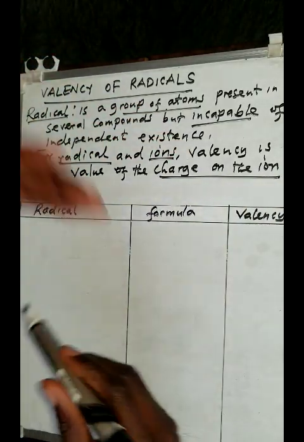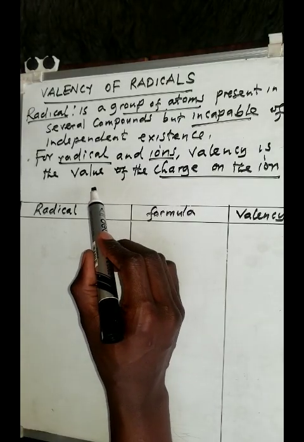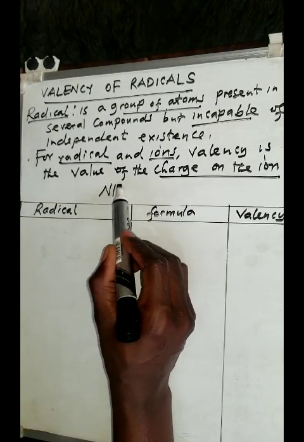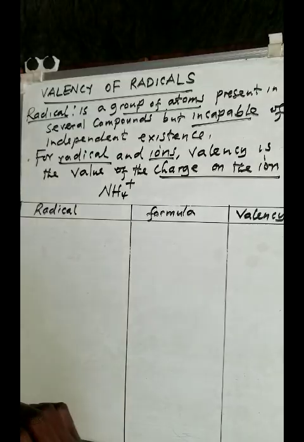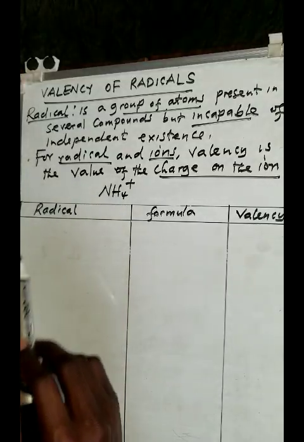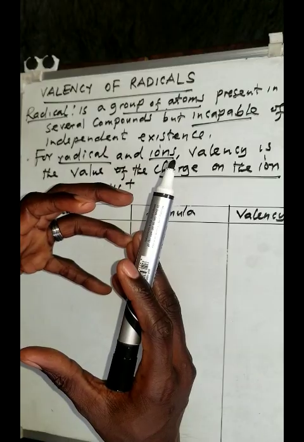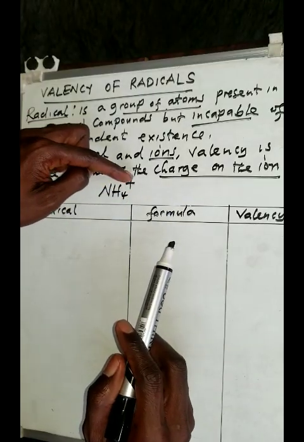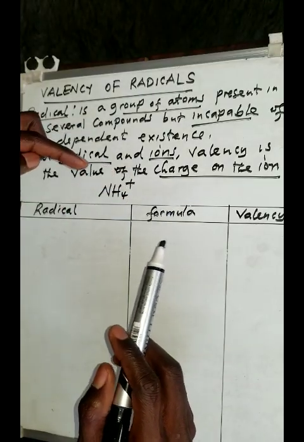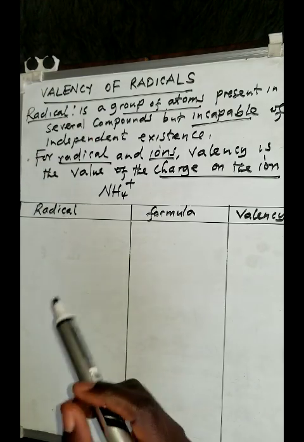For example, you might have seen NH4 plus. In this case, this is what we are calling a radical, because it has a group of atoms existing together, and you can see the charge that is there. It's a positive charge, so that tells you that it has a valence of 1.